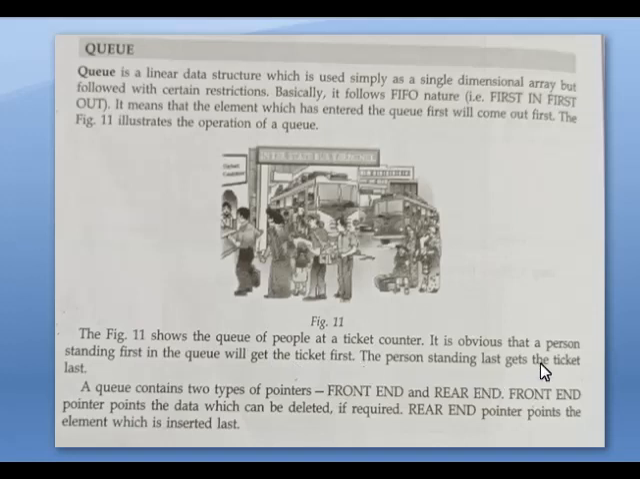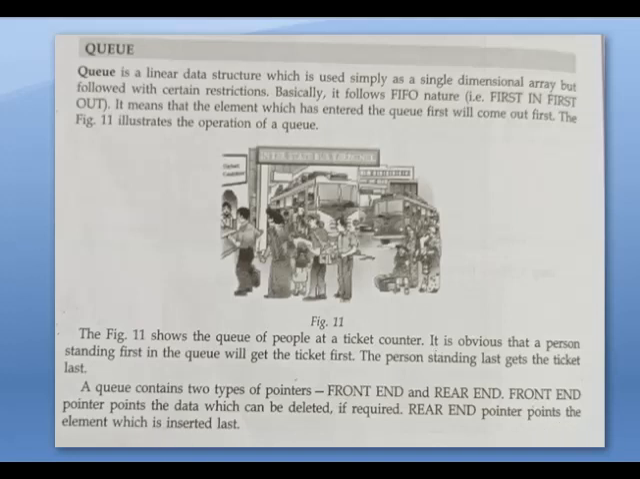The queue contains two types of pointers, that is front end and rear end. The front end pointer points to the data which can be deleted. So this is the front end and this is the rear end. The rear end pointer points to the element which is to be inserted last.